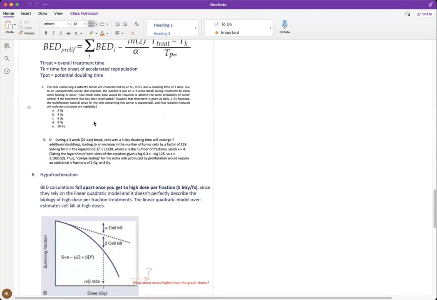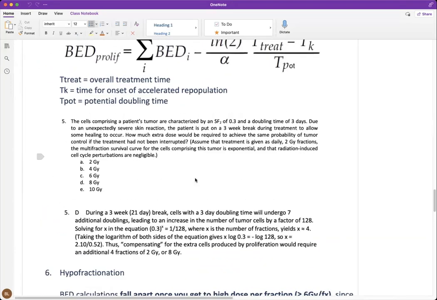And then this is another question. I'll zoom in so you can see it a little bit better for the sake of time.